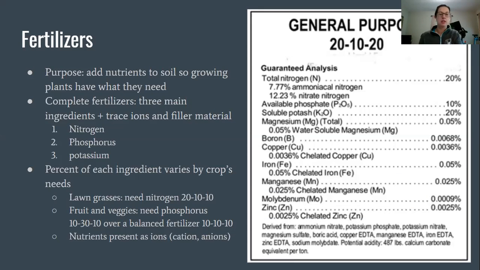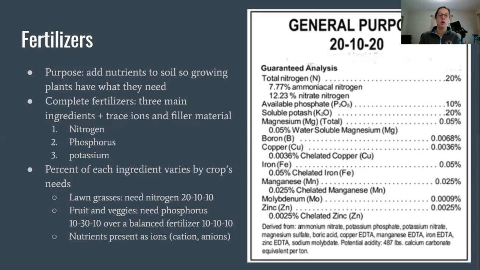So in terms of fertilizers, their purpose is to add nutrients to the soil so that growing plants will have what they need. A complete fertilizer contains three main ingredients, which are nitrogen, phosphorus, and potassium, and they'll also contain trace ions and filler material. The percent of each ingredient will vary by the crop's needs.